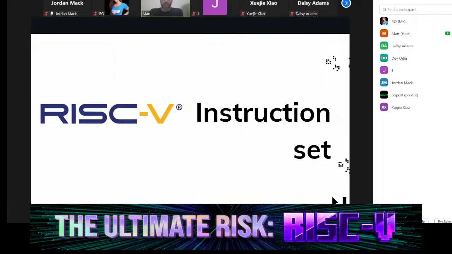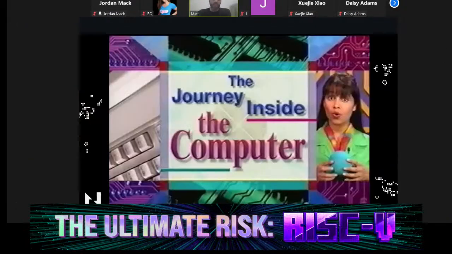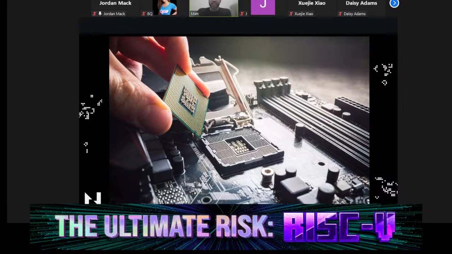RISC-V is an instruction set. And naturally, the next question is going to be, what is an instruction set? First we need to journey inside of a computer, then we'll find out. Inside of any laptop, desktop, smartphone, any computer of any kind, you're going to find a processor. This is the brain of a computer. Everything the computer does, all of its thinking is coordinated by this component.